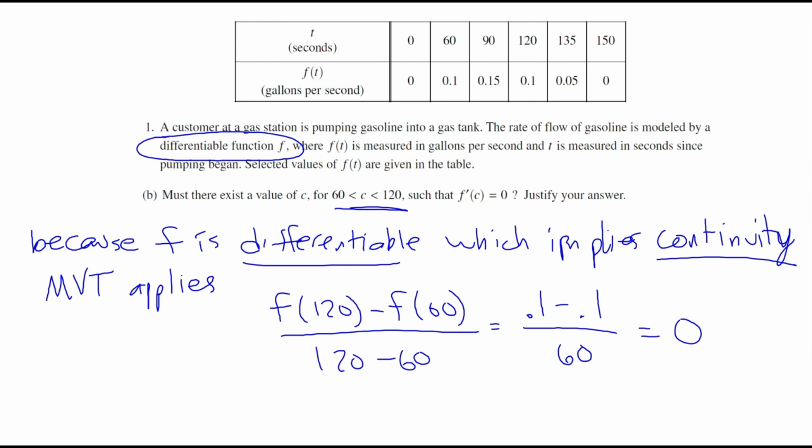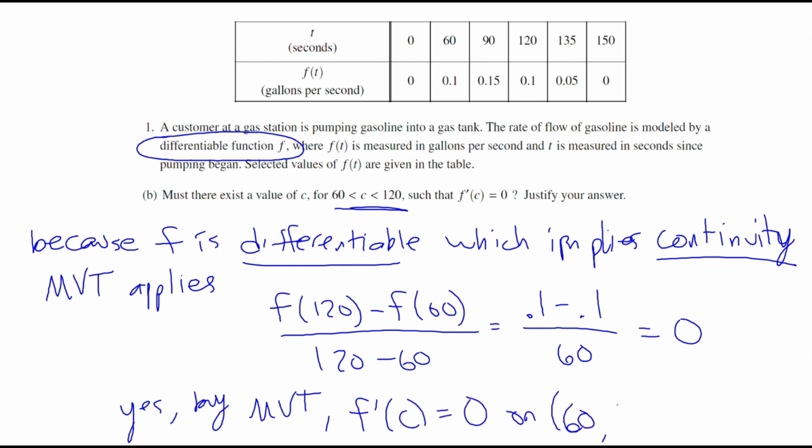And so we could say, yes, by the MVT, by the mean value theorem, f prime of c equals 0 somewhere on the interval between 60 and 120, right? Because the function is continuous and differentiable, and its average rate of change was 0 on that interval. So its instantaneous rate of change must have been 0 somewhere on the interval. And you could have also called this Rolle's theorem. Remember that when it equals 0, Rolle's theorem is the special case of the mean value theorem. So that would be acceptable also, calling it Rolle's theorem.